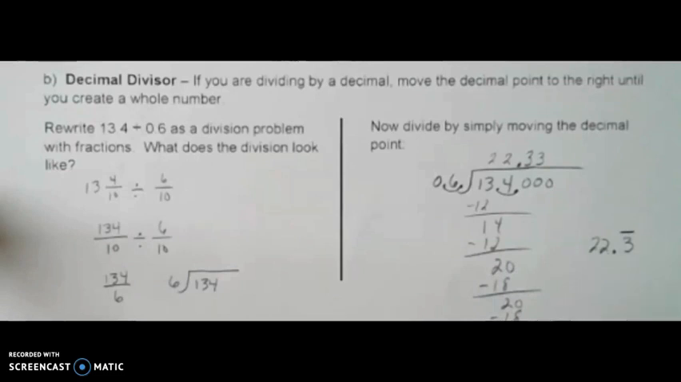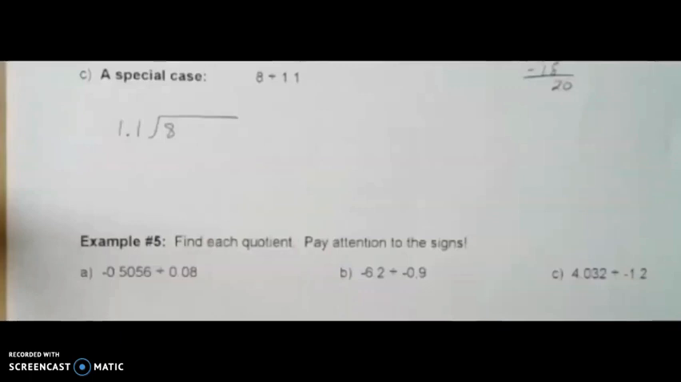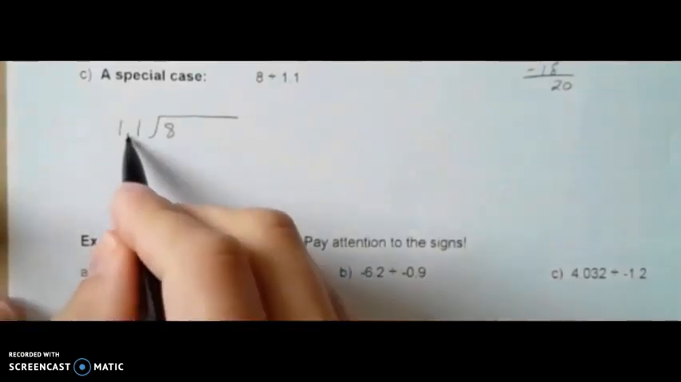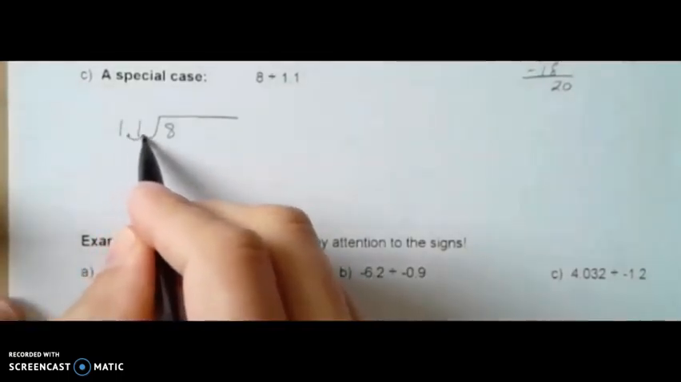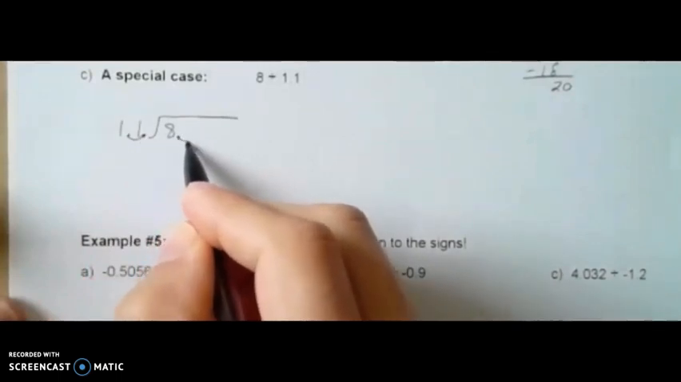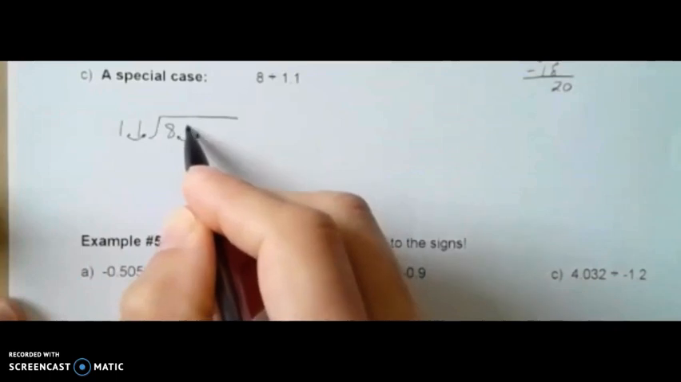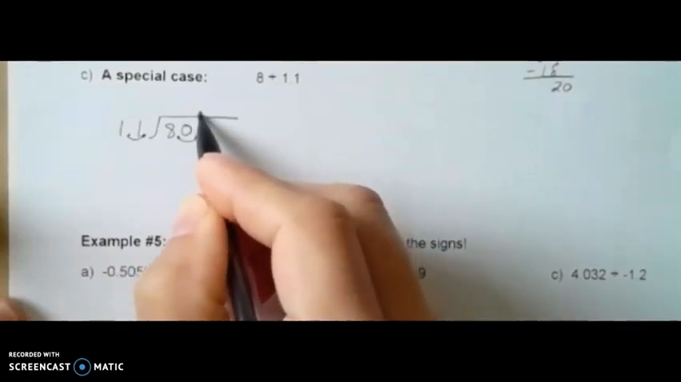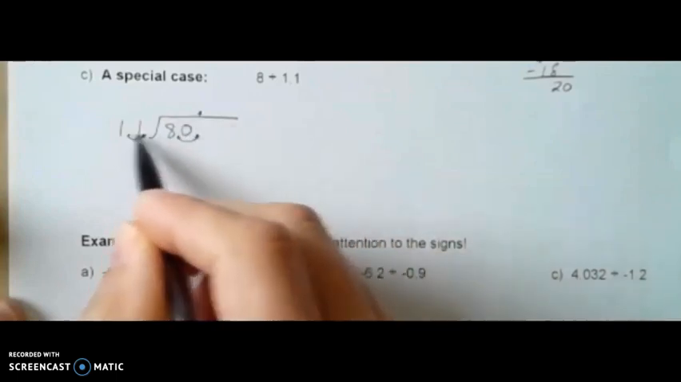22 and 3/10 repeated. In the next example, we have 8 divided by 1 and 1/10. 8 goes inside, 1 and 1/10 is outside. And again, I want this to be whole, so I'm going to move the decimal once to the right. So I need to do the same thing here. So there's where the decimal would be. I move it once to the right. I fill in the empty spot with a 0, and that decimal point comes straight up. And so now we have 80 divided by 11.